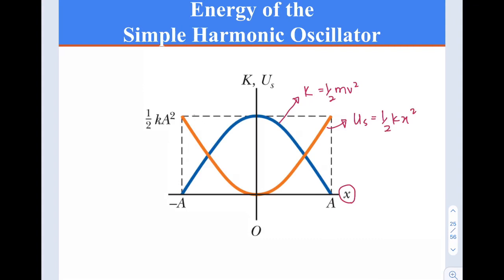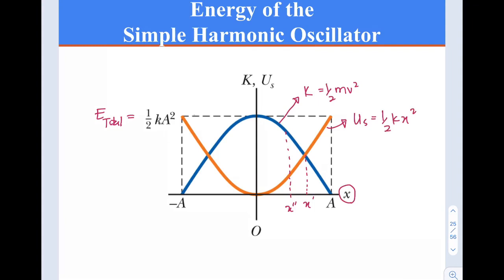Okay, and then if you want to have, at this position, let's say, at this x prime, the energy is half in terms of kinetic, half in terms of potential. At any instant, E total is still equivalent to half Ka squared.